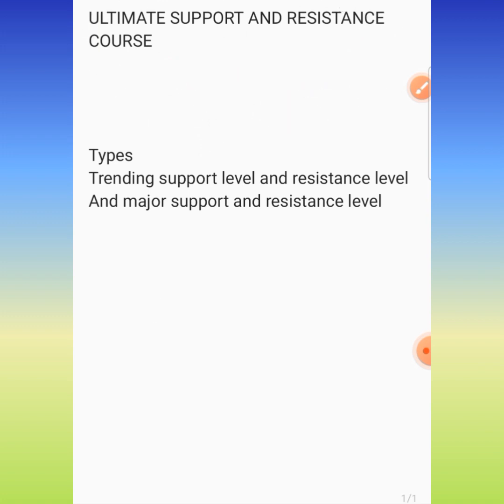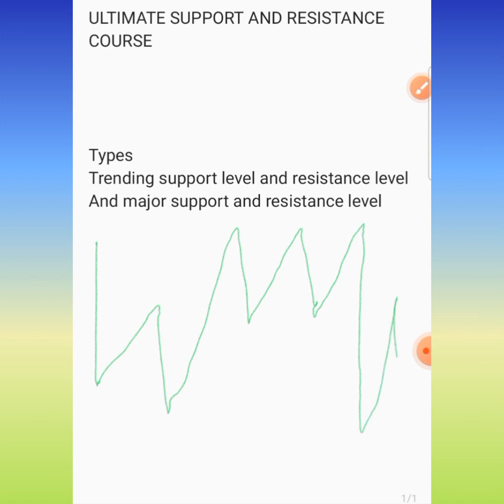First of all, there are different types of support and resistance levels, and I've told you we're going to consider trending support and resistance levels. Now look at what I mean. For instance, the market is moving and it made higher high, higher low, higher high, higher low, higher high, higher low.